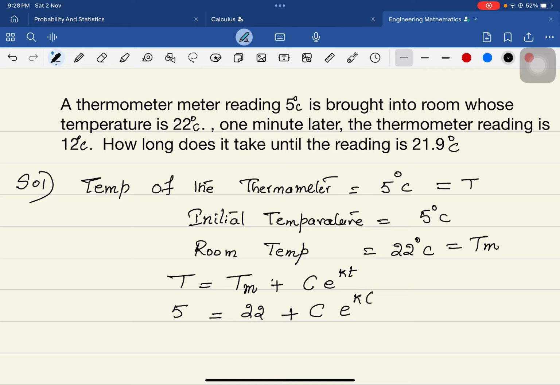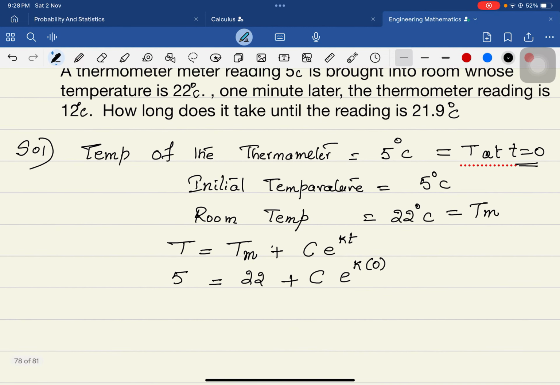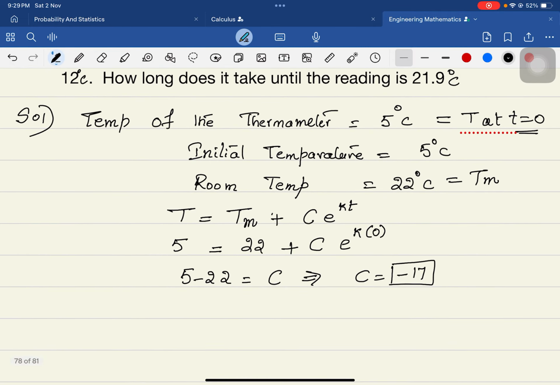And now what is the time? In the beginning, we can take this as at time t is equal to 0. Understood? In the beginning means initially it is at time t is equal to 0. So what it gives you, let us see, it is 5 minus 22 gives you C times e power 0, which is 1. So C is equal to this one. So what is the value of C we got? 22 minus 5, negative of this one. So C is equal to minus 17 is the first thing. Is the constant.